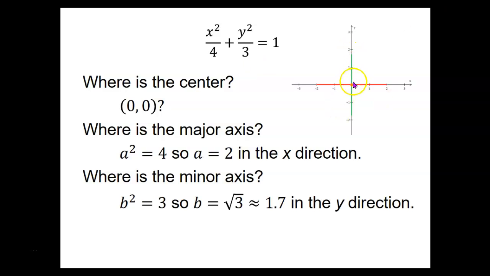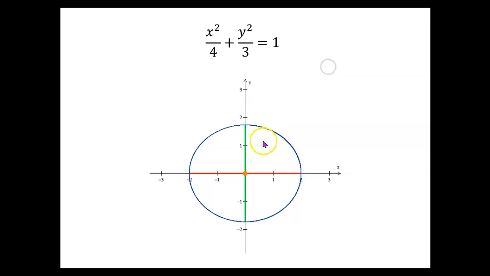So here's where we've done that. Here's the center at 0, 0. If I go 2 spaces in the x direction to the right, 2 spaces to the left, there's my major axis. Starting from the center 0, 0, go up about 1.7 and go down about 1.7. There's my minor axis. Now we just draw an ellipse that goes around the axes, and it looks like this. So that ellipse is the graph of that equation.